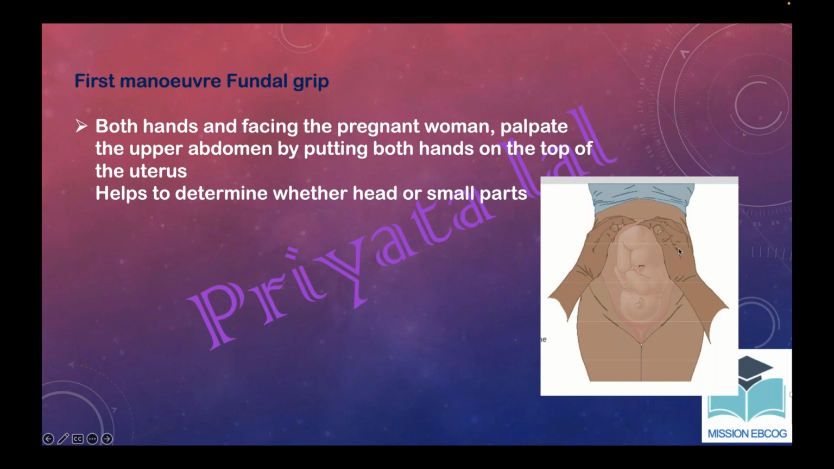This you already know. This helps to find out the upper pole of the uterus, whether the head is there or a small part is there. So this is the first maneuver, that is the fundal grip.